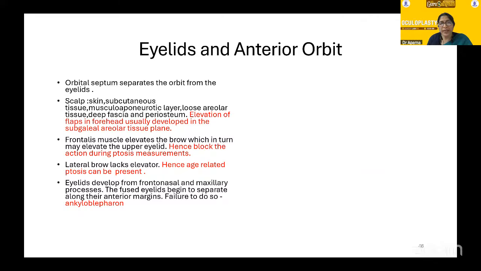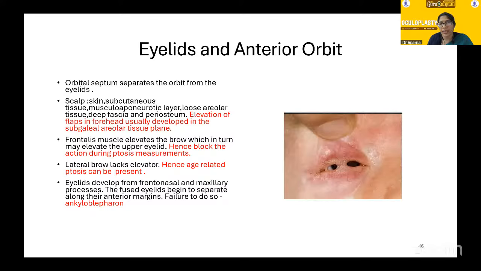Frontalis muscle elevates the brow, which in turn may elevate the upper lid. So hence you have to block the action of the frontalis during the ptosis measurements. The lateral brow lacks an elevator, hence age-related ptosis can be present. Eyelids develop from the frontonasal and maxillary processes. The fused eyelid begins to separate along the anterior margin. So failure to do so can result in ankyloblepharon, as is seen in this clinical picture.